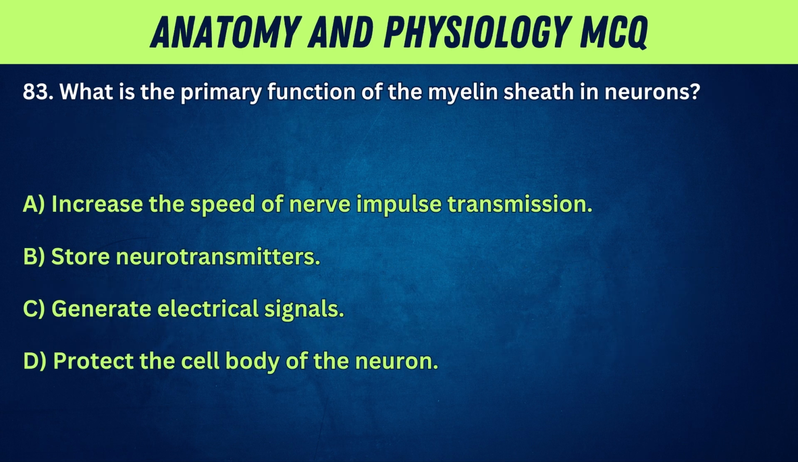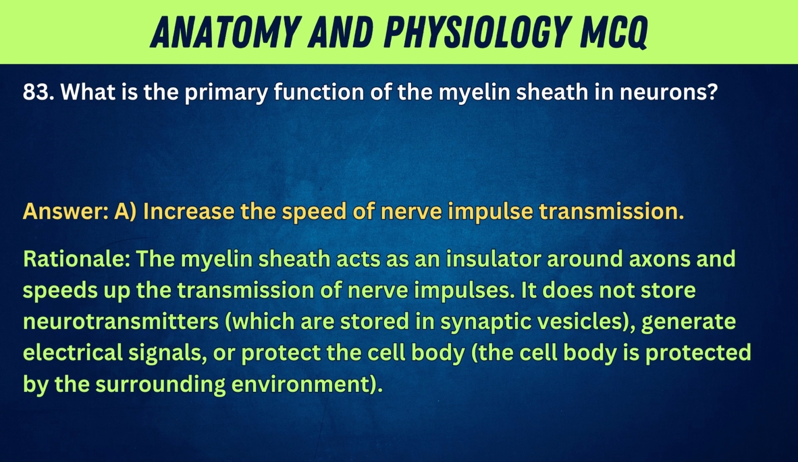83. What is the primary function of the myelin sheath in neurons? A. Increase the speed of nerve impulse transmission. B. Store neurotransmitters. C. Generate electrical signals. D. Protect the cell body of the neuron. Answer: A.